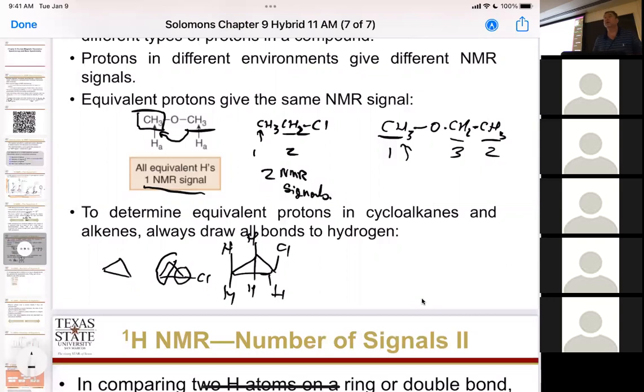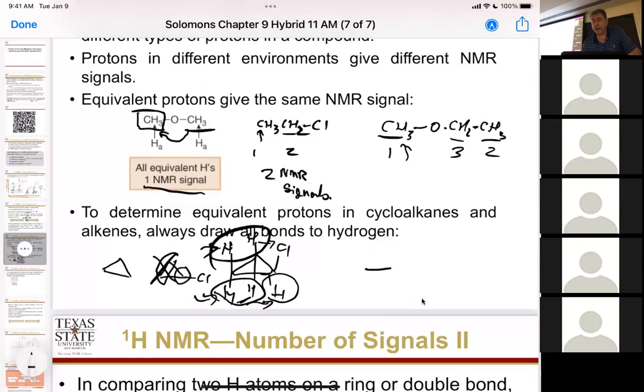Now these 2 hydrogens are not the same as these 2 hydrogens. So this is not just 1 peak. Why? These 2 hydrogens see a hydrogen through space. The upper 2 see the chlorine through space. So that means we get 1 signal for these, 1 signal for these, and 1 signal for that. So be careful like that.